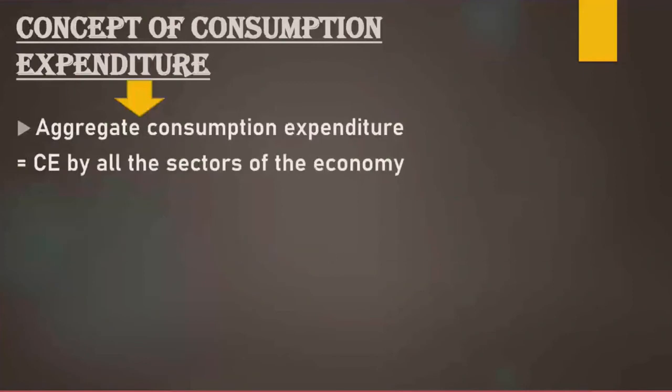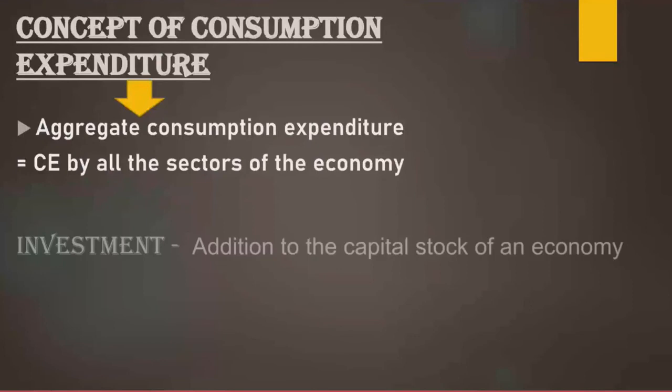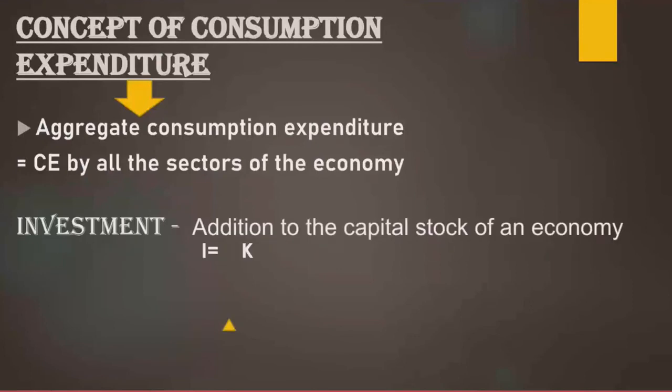Consumption expenditure. What was the consumption expenditure? The expenditure which is done by all the sectors. Today we'll be seeing what are the sectors in the economy we have. Along with that, we have seen the investment. And investment refers to what? Investment is only the additional capital stock which has to be added in the economy. So that is what it represents.